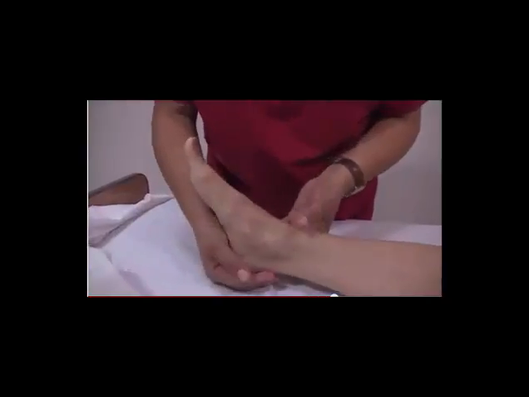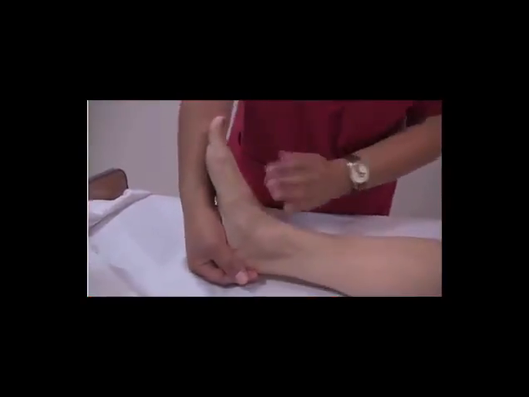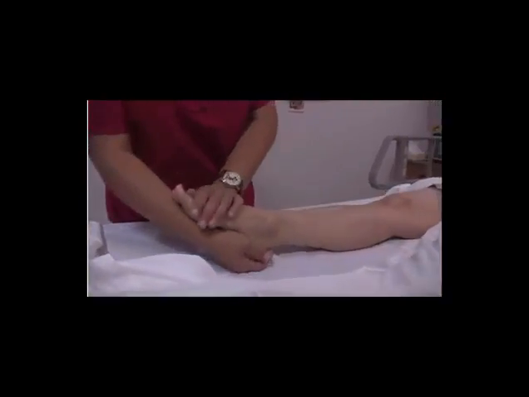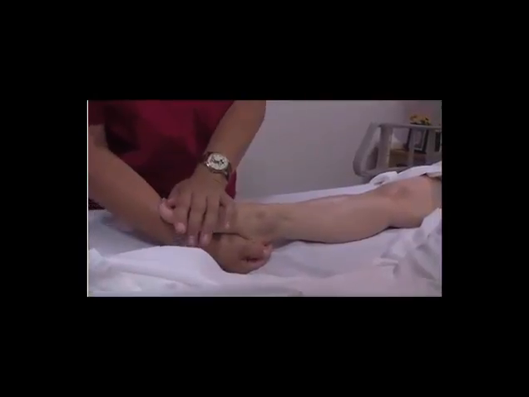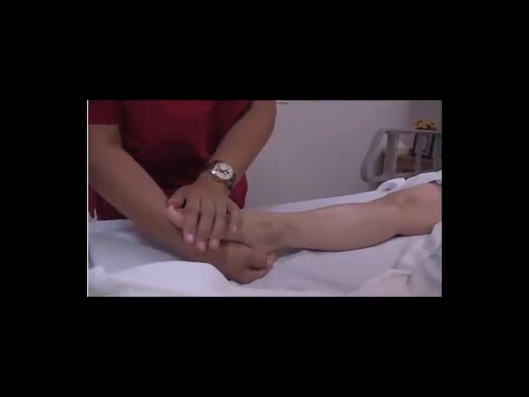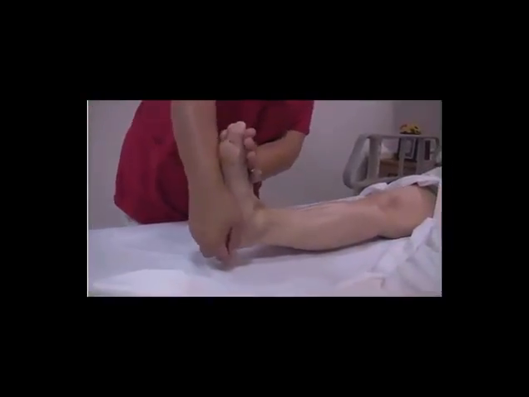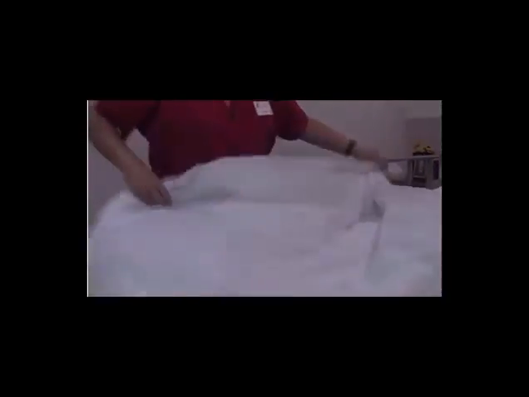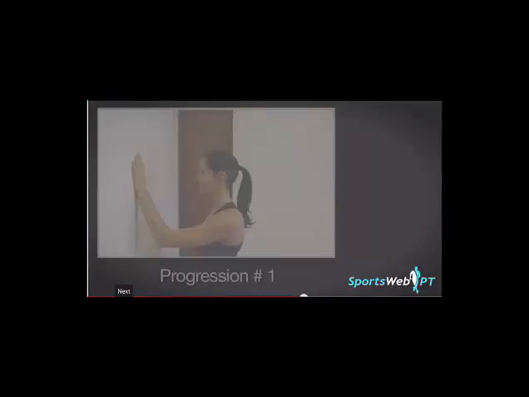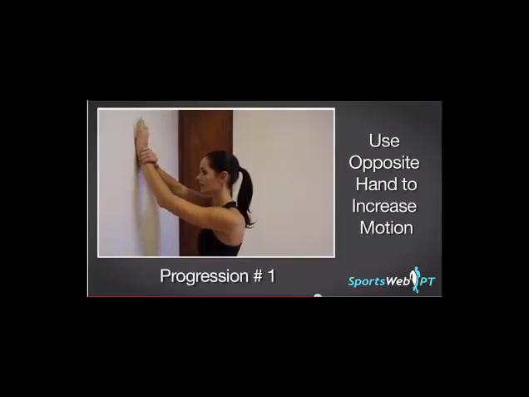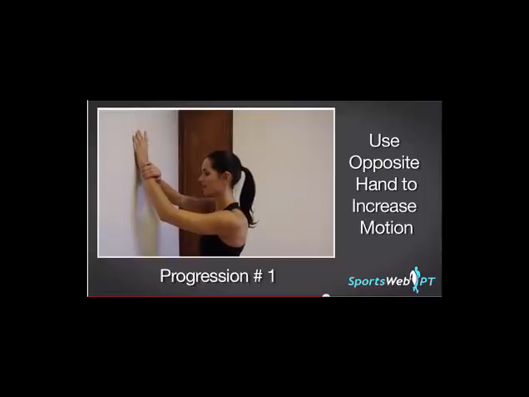Here we have an example of a therapist performing passive range of motion. Here she's doing ankle dorsiflexion and plantar flexion, and the therapist is producing all the motion. And finally, we have an example of active assistive range of motion, where this woman is helping her affected arm, her left arm, using her right arm.